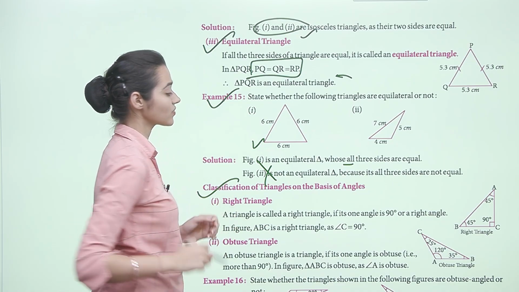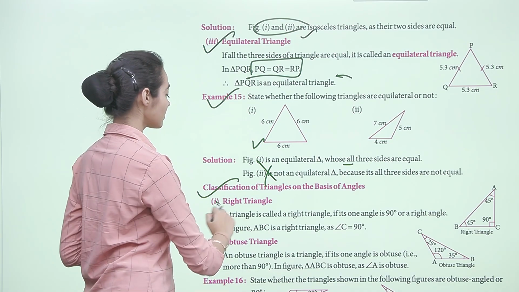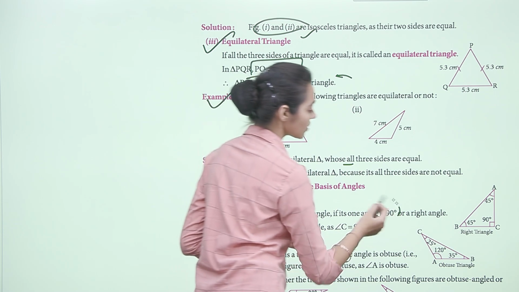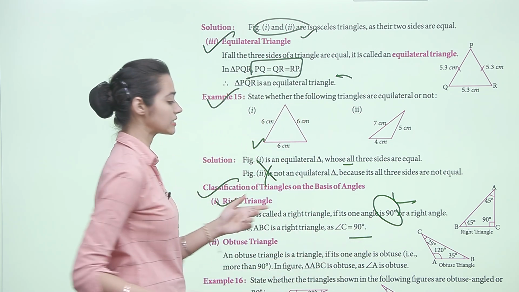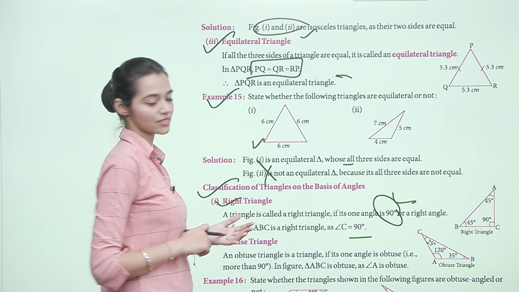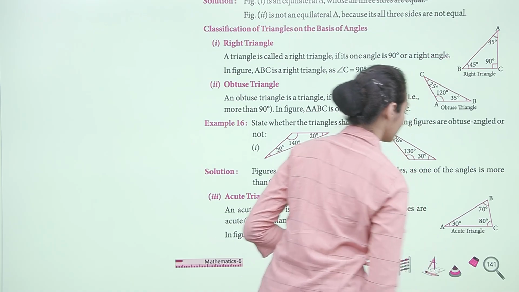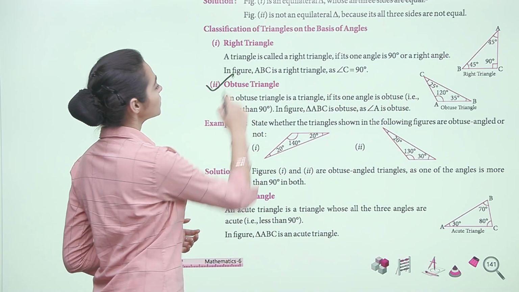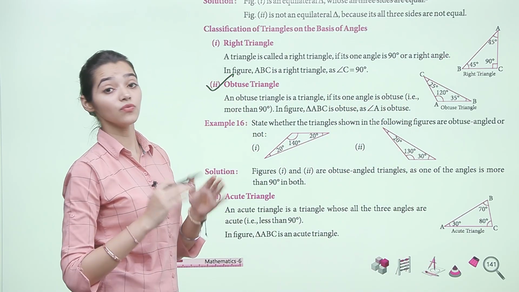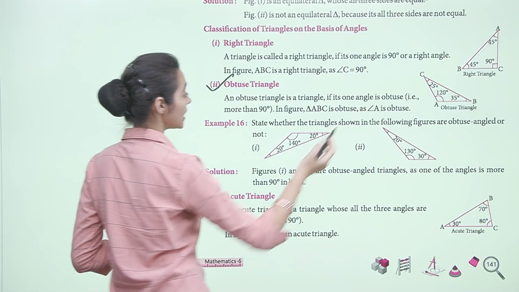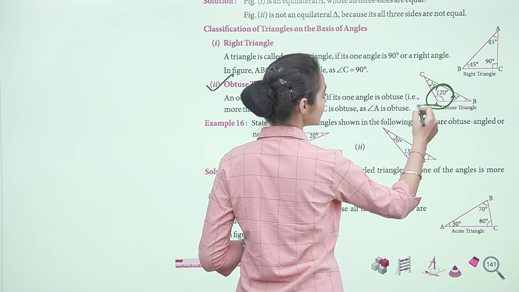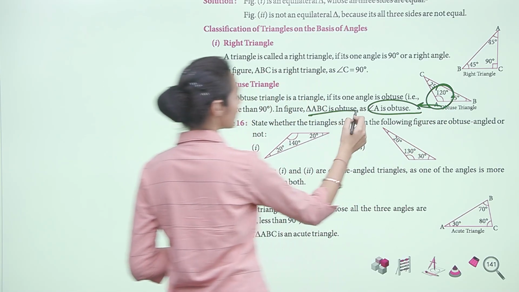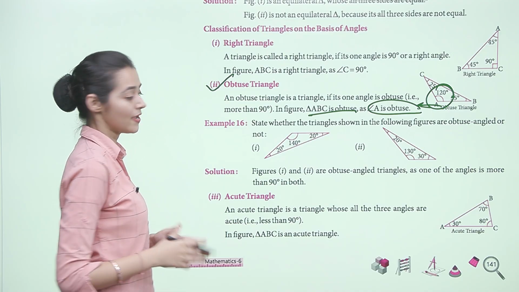Now here we are classifying triangles on the basis of angles. First is our right triangle, that means one of its angles is 90 degrees. So angle C is here 90 degrees. So ABC is a right angle triangle. Next is our obtuse triangle. An obtuse triangle is a triangle which has one obtuse angle, that means one angle is greater than 90 degrees. So here angle A is obtuse, and this is our obtuse angle triangle.